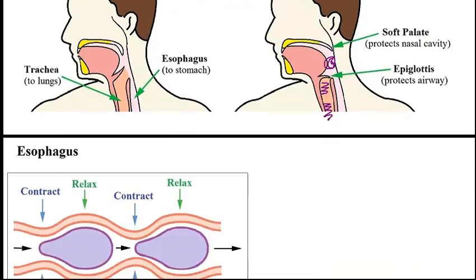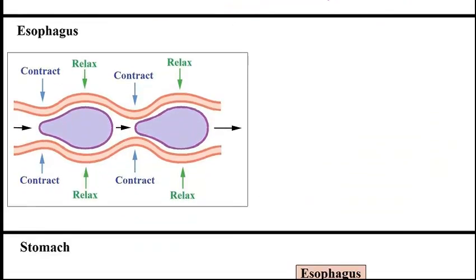Now moving on to the next structure. So we've discussed the oral cavity. From there on, we discussed the pharynx that allows food to enter the esophagus. Now this esophagus basically consists of a muscular tube that allows the ingested food to pass from the throat to the stomach. So from here on, food will enter the stomach.